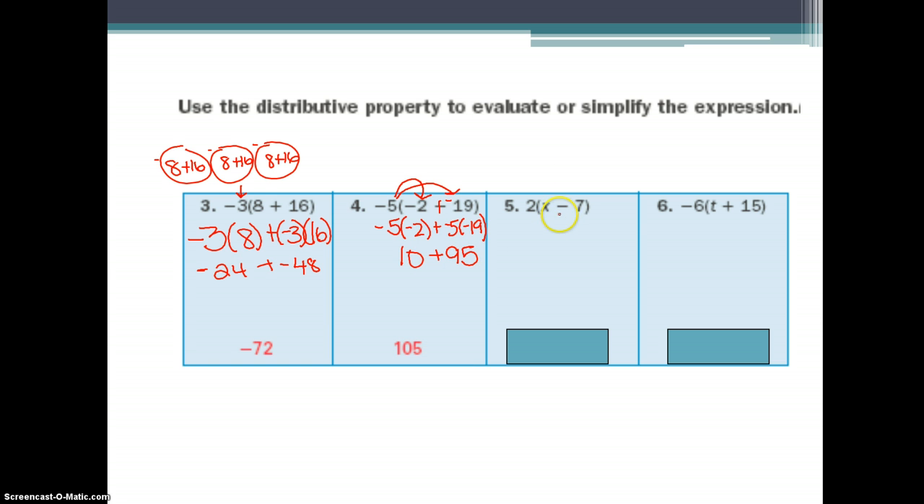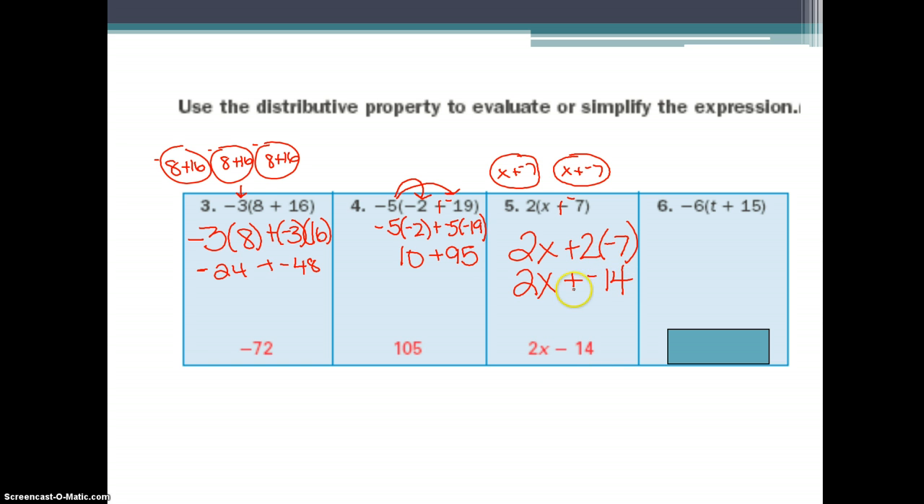You have positive 10, and then 2 negatives also make a positive, so positive 95, add it together to get 105. For number 5, change subtraction to adding the opposite. Now you have to distribute. Again, if you need to, make the circles. There's an x and a plus negative 7. So how many x's do you have? 2 x's. And then how many negative 7's? Well, 2 negative 7's. So multiply that. Can't do anything with the 2 times x. This is negative 14. This 2 has an x, so I can't add 2x with the negative 14. That's my answer. Again, I added the opposite, but that's the same thing as subtracting. So both are right.